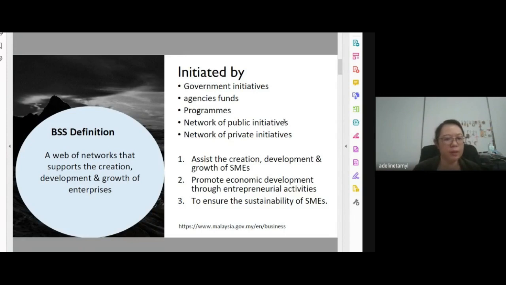And the private, it can be individual, it can be angel investor. We call it angel. Angel maksudnya, angel investor means they are investor, pelabur. They are willing to invest in small companies. Okay, they are willing to invest in small companies to help the company to develop.